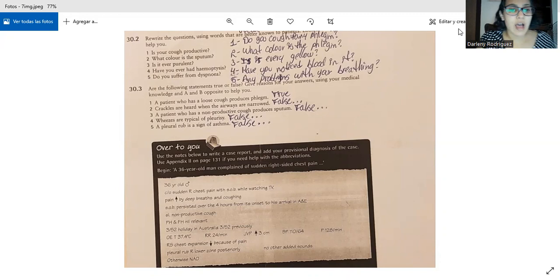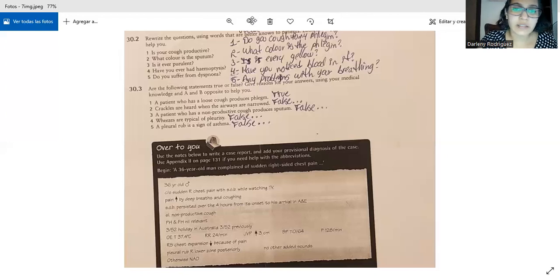Number 5. A pleural rub is a sign of asthma. That is false. Again, the sound heard when the pleural surfaces are inflamed, as in pleurisy, is called a pleural rub.